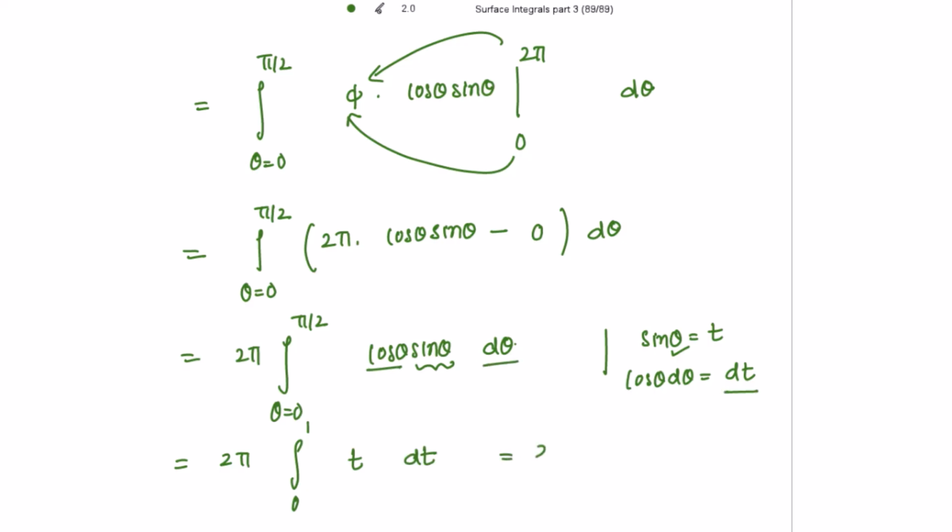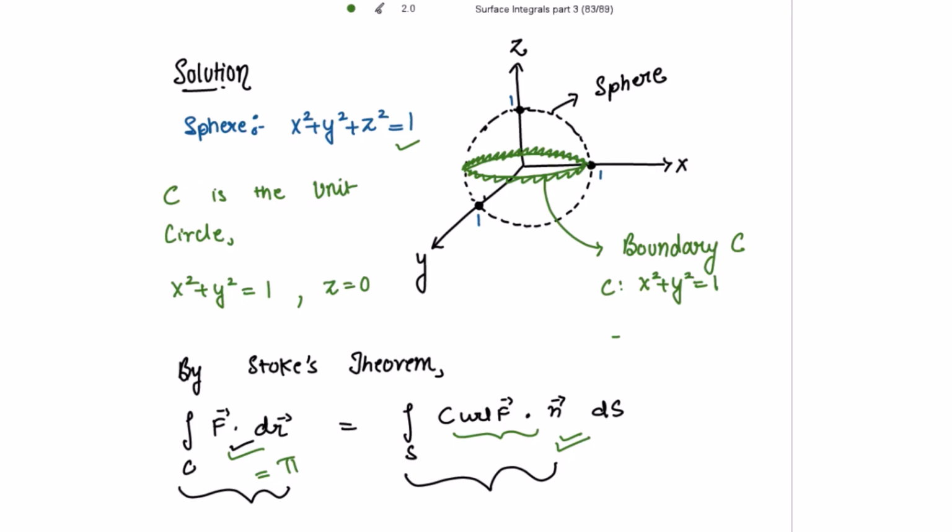So this is equal to 2 pi. Integration of t is t square divided by 2 with limits 0 to 1. Cancelling this 2, and we are getting this to be pi. Okay, putting the upper limit, we get 1 square, that is 1. Minus putting the lower limit, we get this to be 0. So we are getting the answer for the surface integral to be pi. The same answer, right? So the value for the right hand side of this integral is also equal to pi.